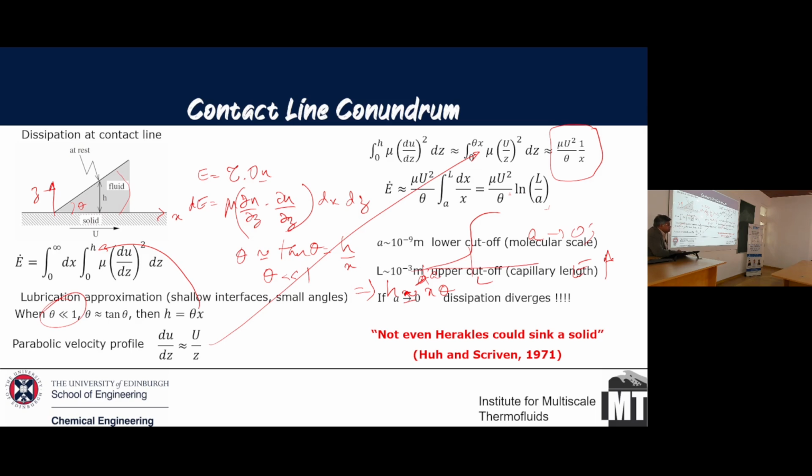Because typically, if you want to sink a ship, it should not be possible, because you would require an infinite amount of energy to make the contact line move so that the ship can sink. But obviously not. We know that everything sinks. Okay, so that is one of the problems. So the contact line conundrum is therefore the origin of one of the main numerical as well as theoretical issues when we try to model it. Okay. Any questions so far?